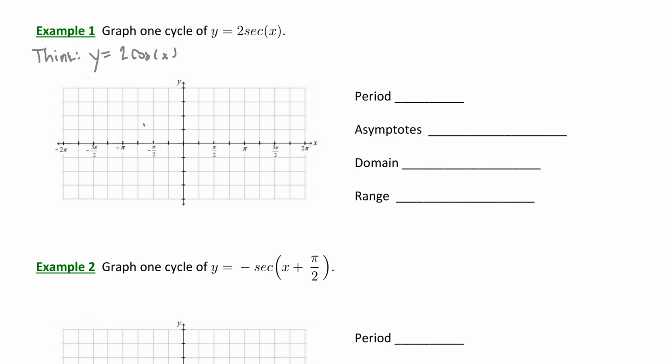If I can generate the graph of 2 cosine of x, and I can remember that secant and cosine have that reciprocal relationship, then we can simply bounce the graph of secant of x off of the graph of 2 cosine of x. Now, 2 cosine of x has a period of 2 pi, and notice the amplitude there is 2. So I'm going to use 1 tick mark per unit to label my scale on the y-axis.